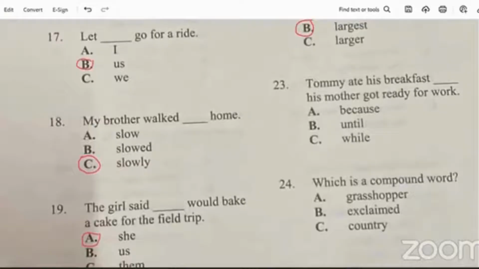All right, question 23. Tommy ate his breakfast, blank his mother got ready for work. Tommy ate his breakfast because his mother got ready for work, while his mother got ready for work, until his mother got ready for work. The answer is C, while his mother got ready for work.